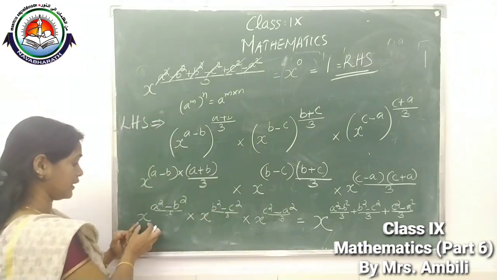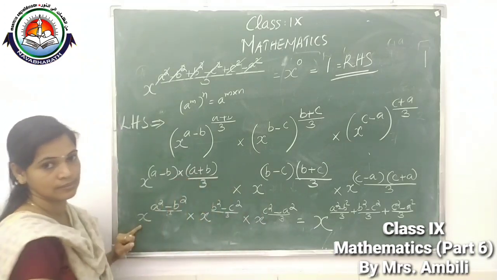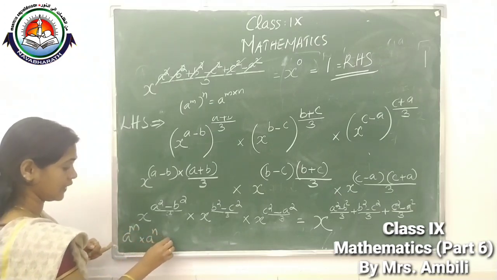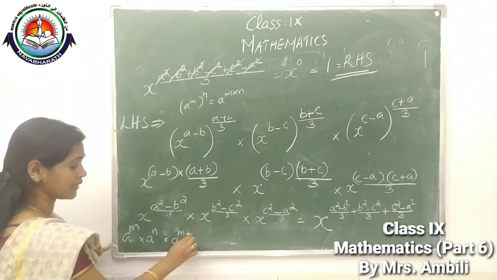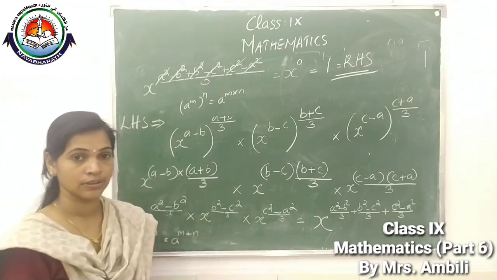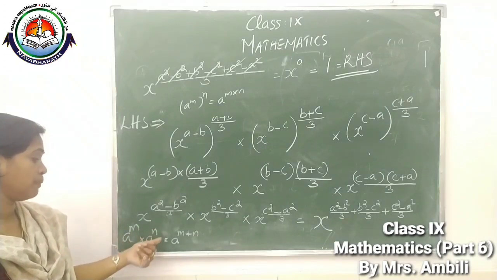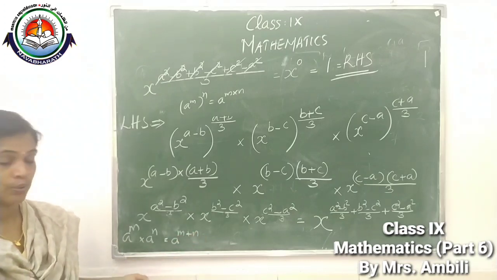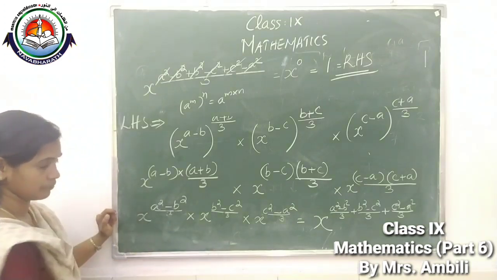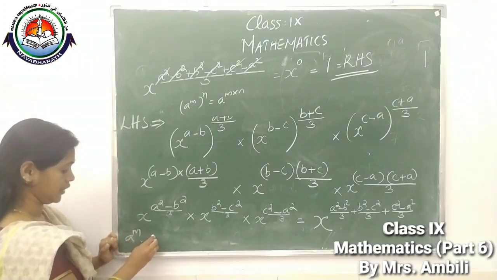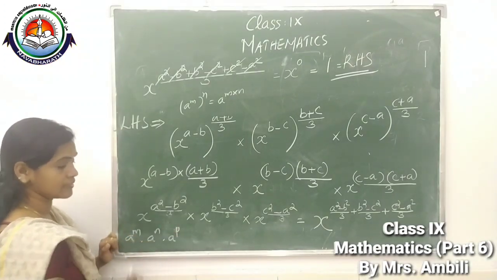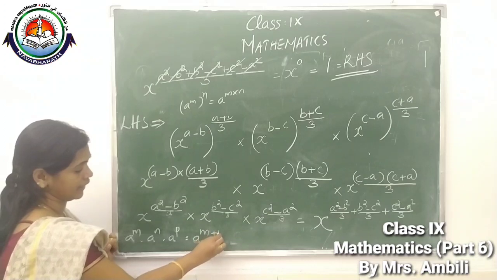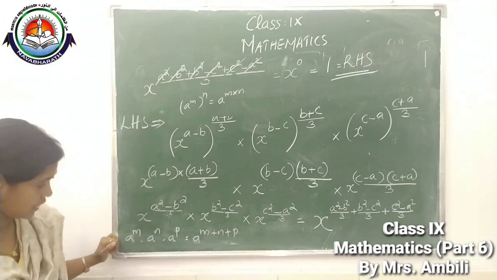Okay. Then here you look, here the base x, here also x, here also x. So a raised to m into a raised to n, we can write a raised to m plus n. Here 3 terms are there. So if a raised to m into a raised to n into a raised to p is there, we can write a raised to m plus n plus p. Like that we are adding here also.